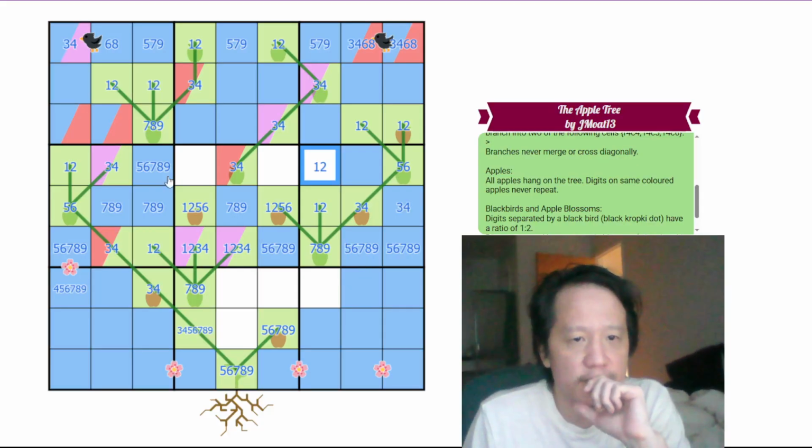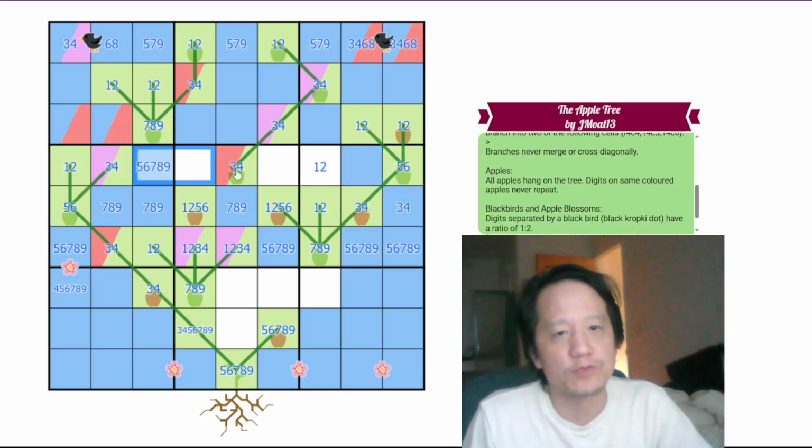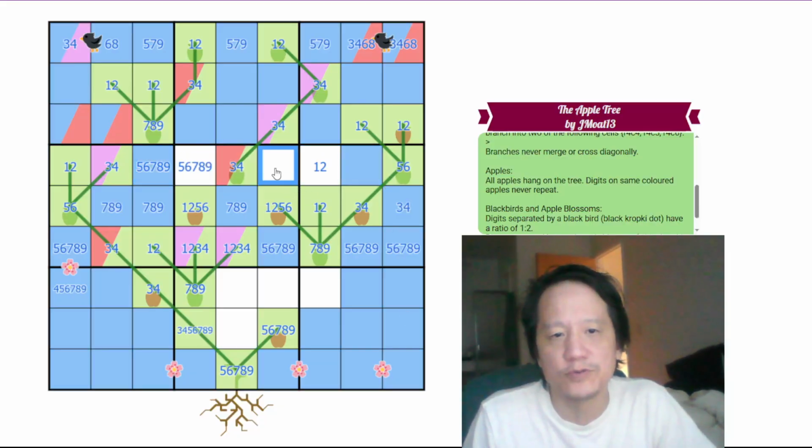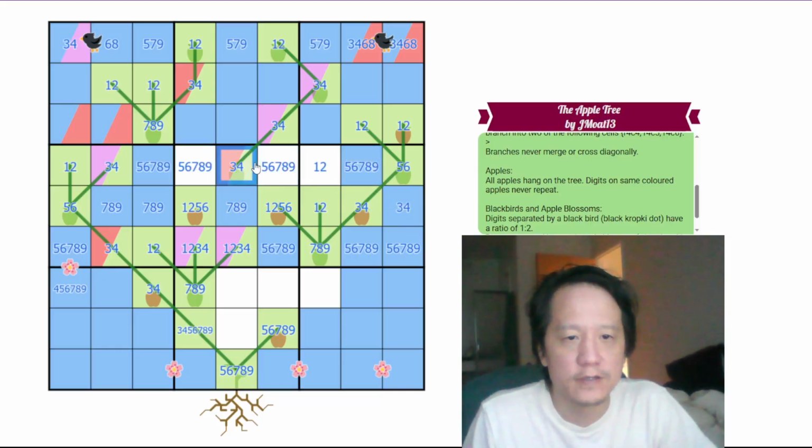What does that mean? In row 4, that means we have no more 1, 2s or 3, 4s because of the 1, 2, 3, 4 pairs. So this is 5 through 9. This is 5 through 9.